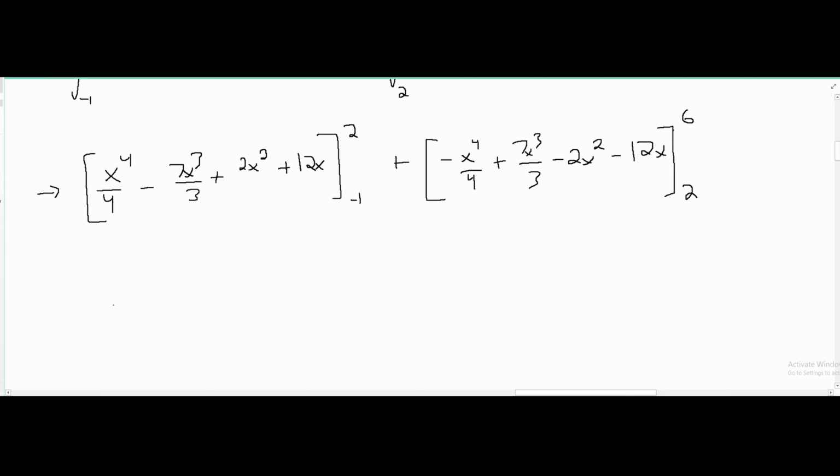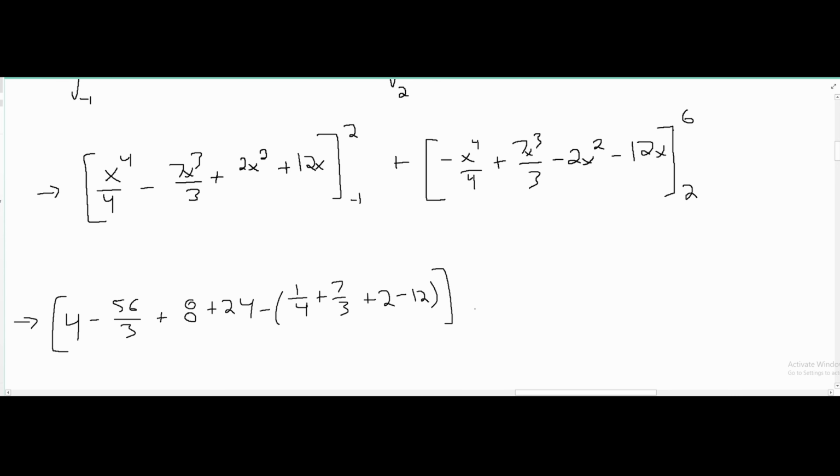Next, from here, we are just going to put everything in. The first part, we are going to have a 2 to the 4th power, which is going to give us 16. 16 divided by 4 is going to give us 4. And then we have a negative 7 times 8 divided by 3. So we'll just have a negative 56 over 3 plus a 2 times 2 squared. That's going to give us 8 plus 24. Now we have a negative, and then we plug in our negative 1. So we're going to have a 1 over 4 plus a 7 over 3 plus a 2 minus a 12. Close this off and solve for the next part.